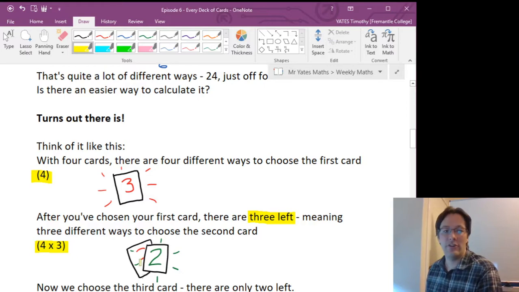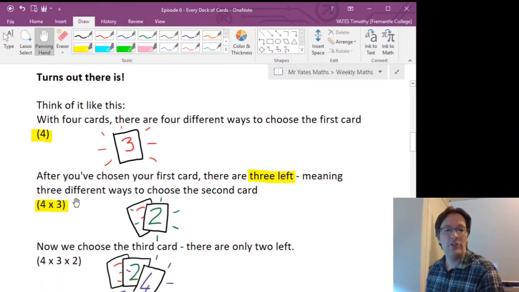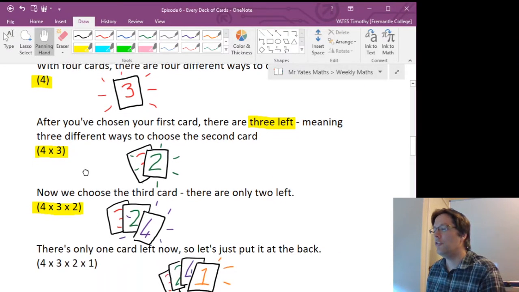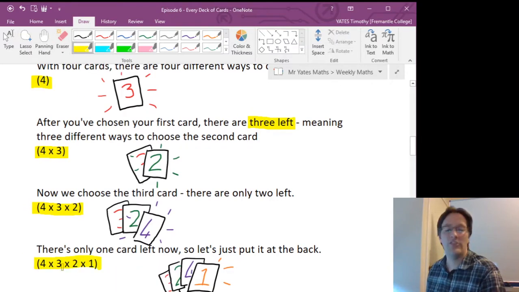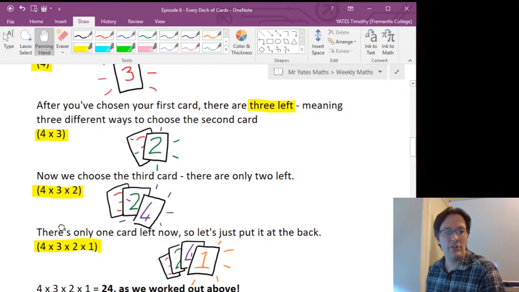And here I've chosen 2. So my options were 1, 2, or 4, as I'd already chosen 3. Now we choose the third card. There are only 2 cards left, 1 or 4 in my example. So I've got 2 choices. There are 2 different ways we can do it. And then my last one, there's no choice for my last one. It's just there on its own. Multiplying by 1 doesn't change our number, but we get 4 times 3 times 2 times 1.